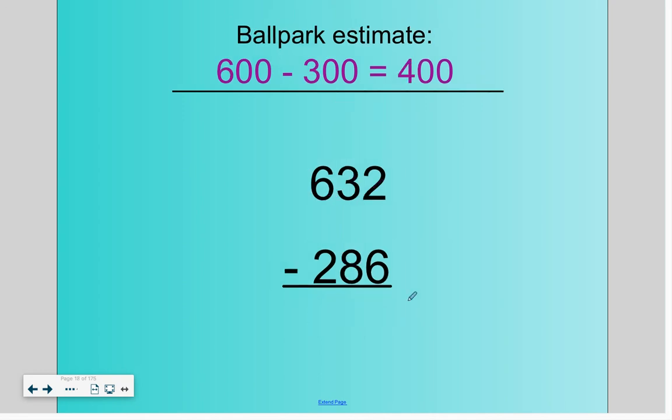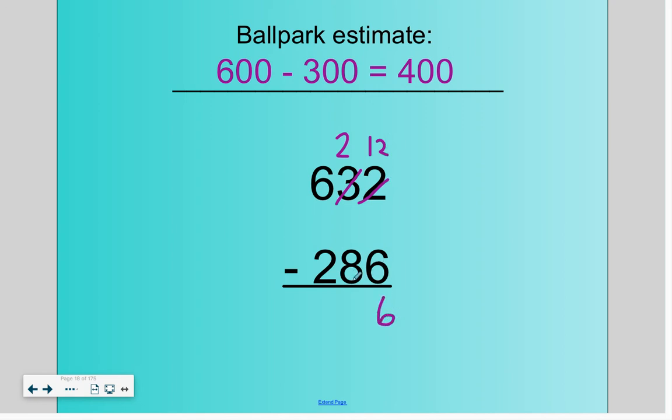Our last problem. Can we take 6 away from 2? No. There's more on the floor. So we need to go next door and get 10 more. We'll borrow from our 3, make it a 2, and this 2 becomes a 12. 12 minus 6 is 6.